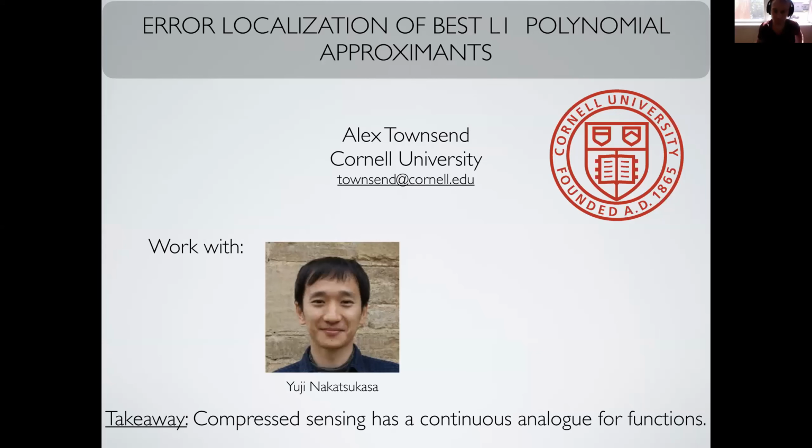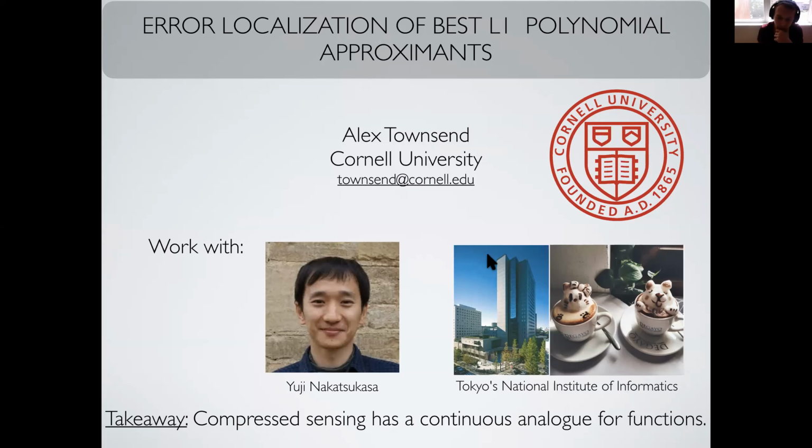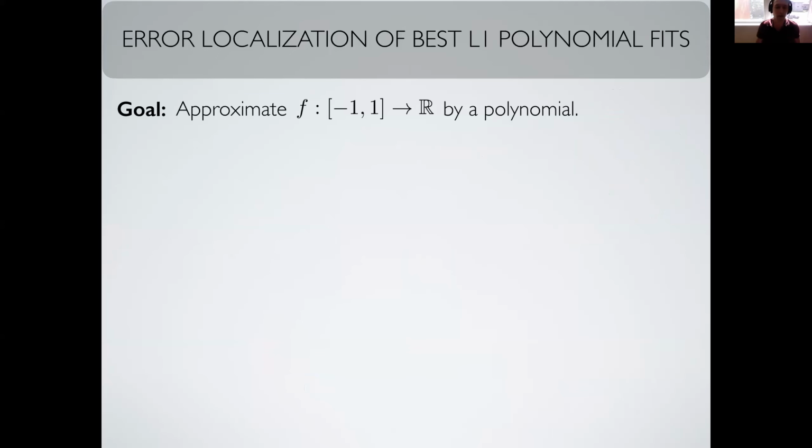So I'm going to talk about error localization of best L1 polynomial approximants, and it's connected to compressed sensing. Back in our previous lives when we could travel, I went to the National Institute of Informatics in Tokyo to visit Yuji Nakatsukasa, who's no longer there. He's now at the University of Oxford. I stayed there luckily for 1 month, and during that time, enjoyed some pretty lattes, as you can see here, as well as thinking about some problems related to continuous analogs of compressed sensing.